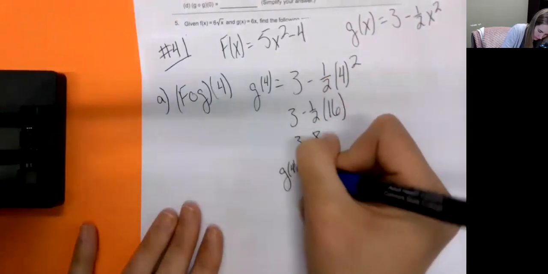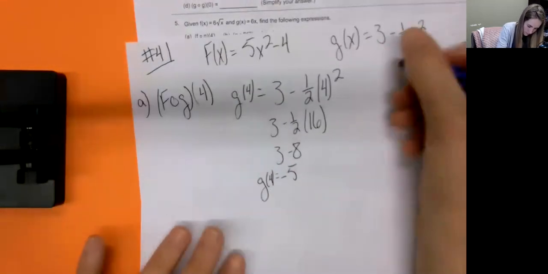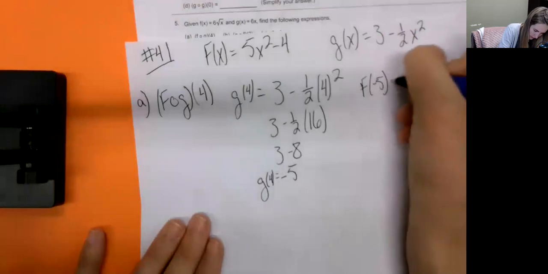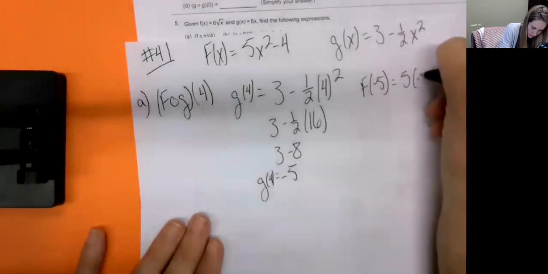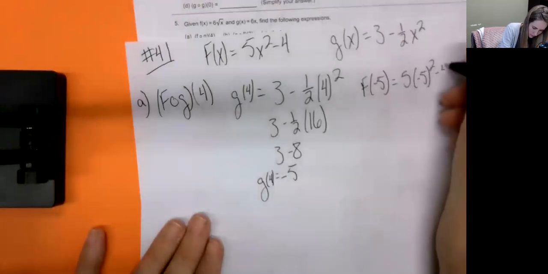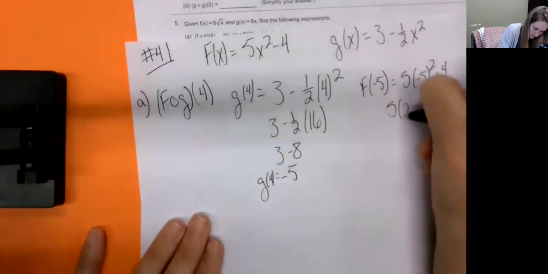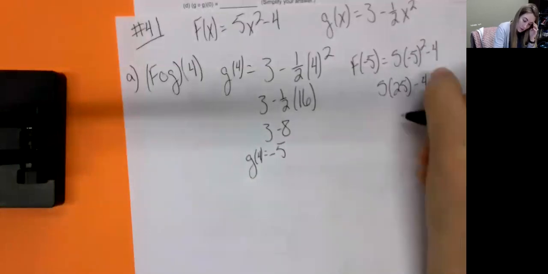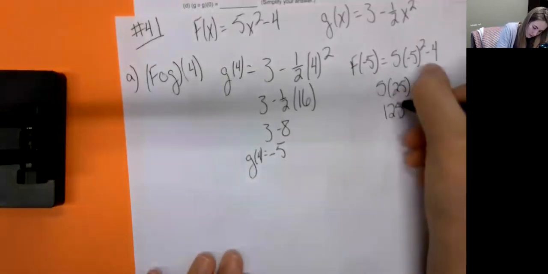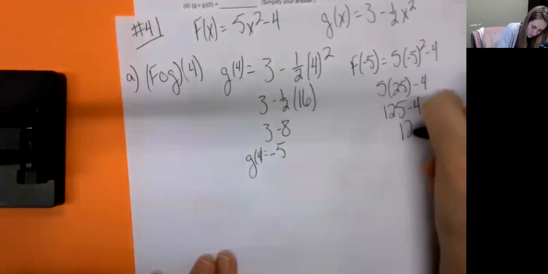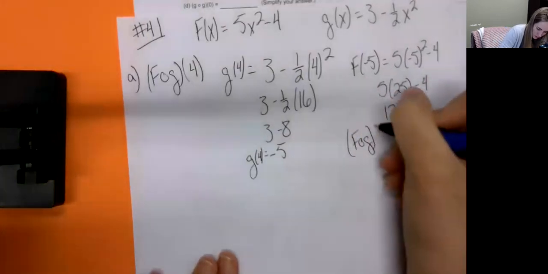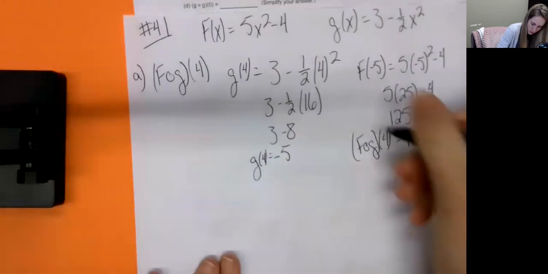I'm going to substitute that -5 into the other equation. So we have f of -5 equals 5 times -5 squared subtract 4. So 5 times 25 subtract 4. 25 times 5 is 125. Subtract 4 would be 121. So f of g of 4 equals 121.